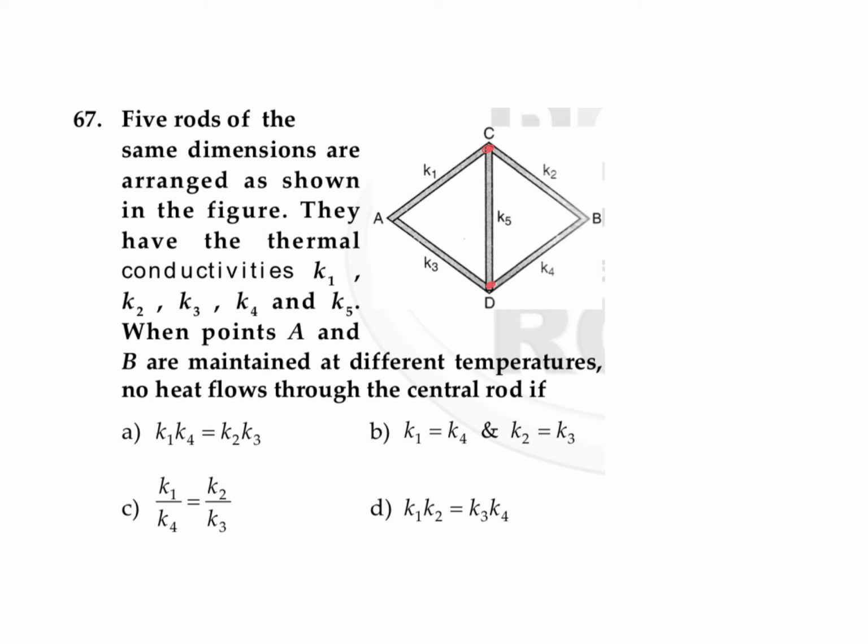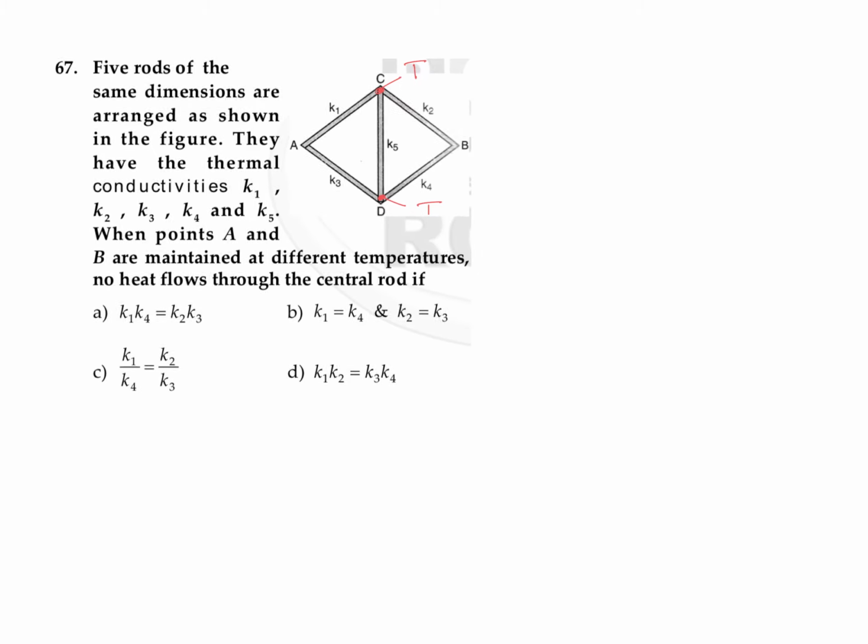So if there is no heat transfer between these sections, that means the temperature of this point and the temperature of this point are the same. So with respect to the concept of current electricity, we can consider that the potential of this point and the potential of this point are the same. So we know that in a Wheatstone bridge we can remove this resistor.